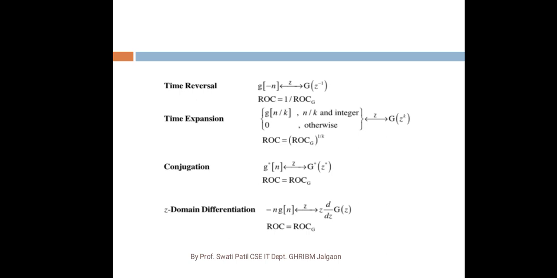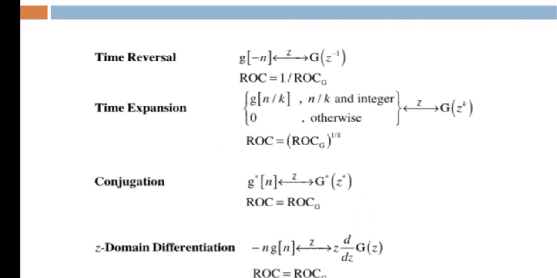Time expansion, g of n upon k, where n by k is an integer, and 0 otherwise. So after applying the time expansion property we get G of z raised to k, and ROC is equal to the ROC of the Z transform signal raised to 1 upon k.